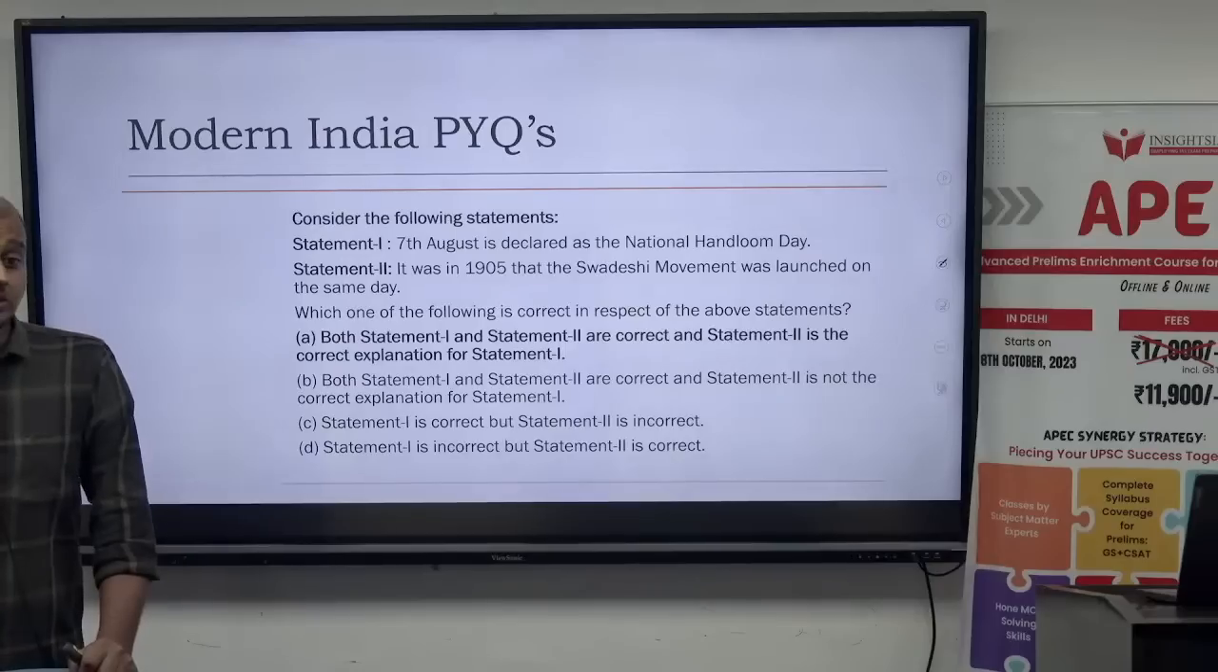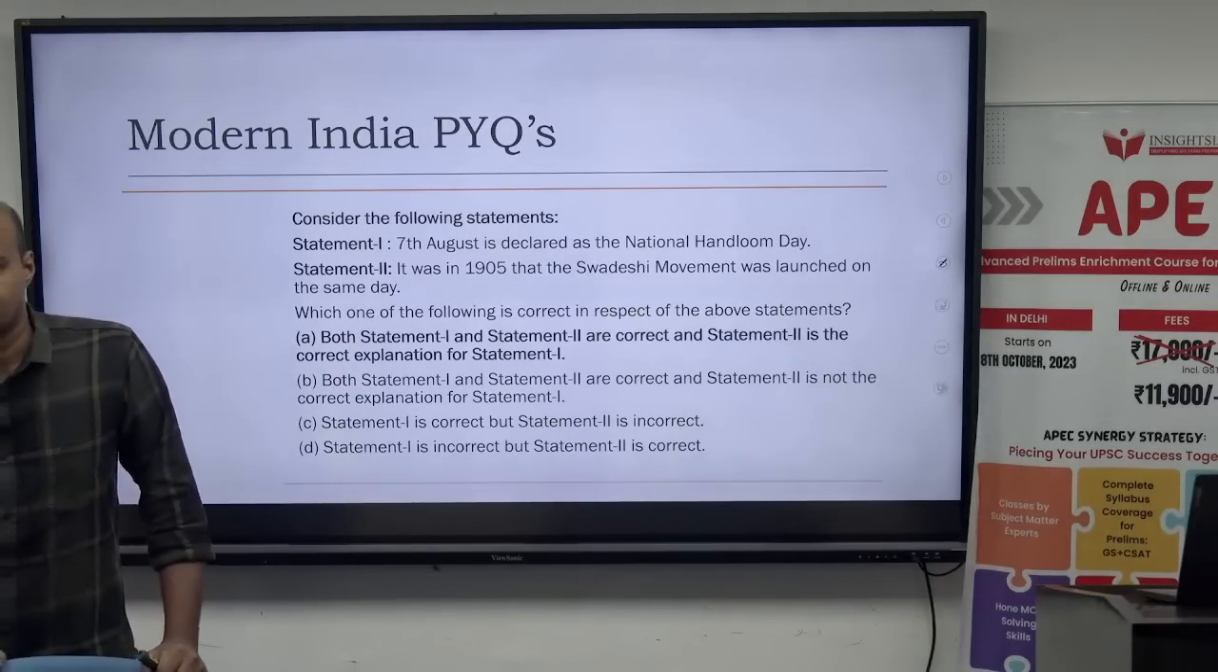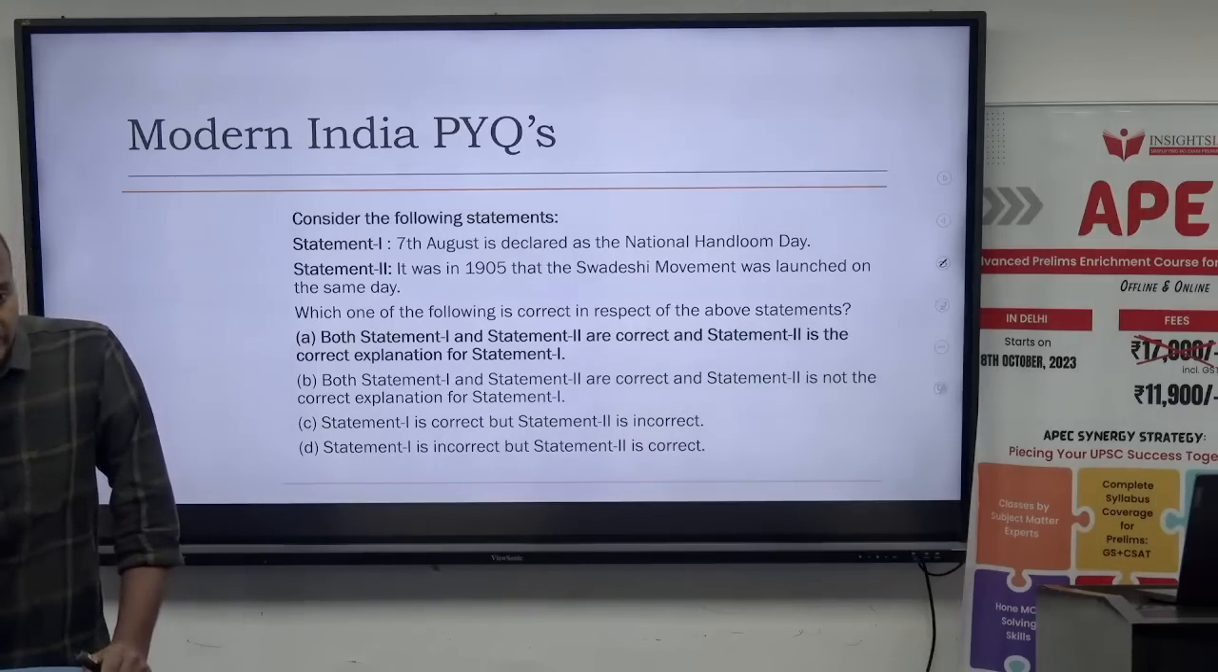What is the difference between cognizable offence and non-cognizable offence? Where arrest can be done without FIR. Not without FIR, without warrants.